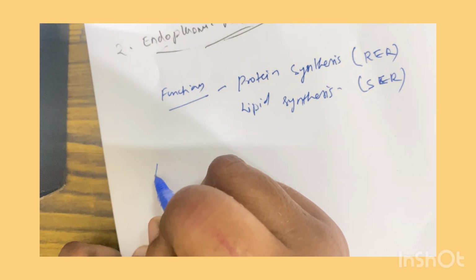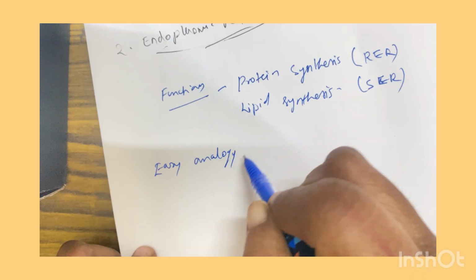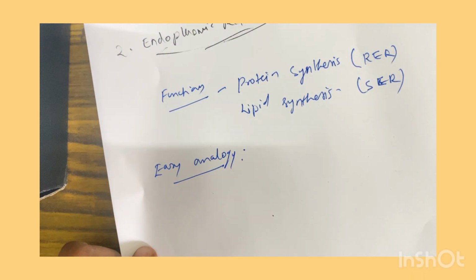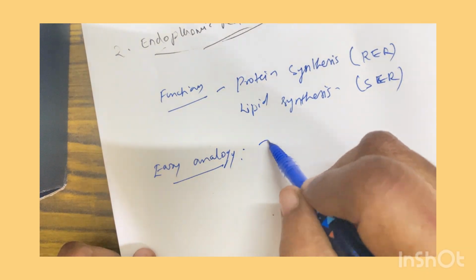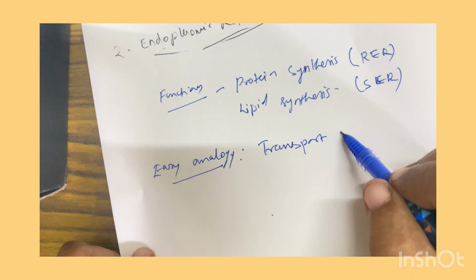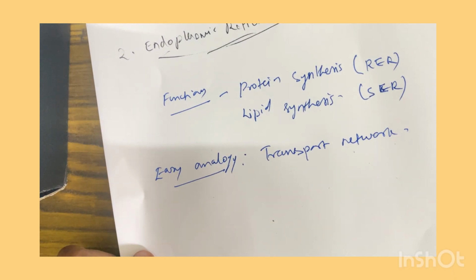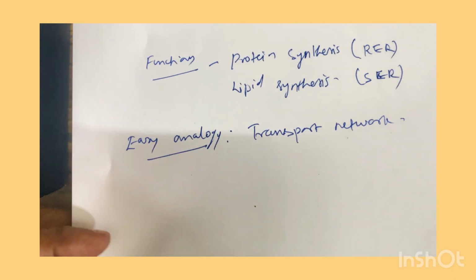Now, the easy analogy. What is the easy analogy to remember it? It is the transport network of our cell. Transport network of the cell. Okay? Clear? Okay, so we will see the next organelle.